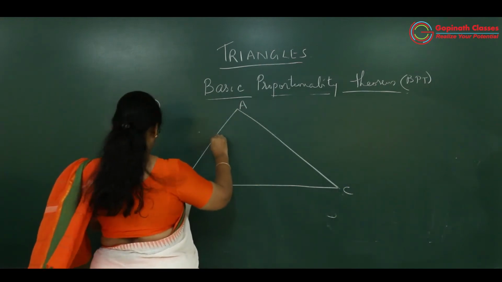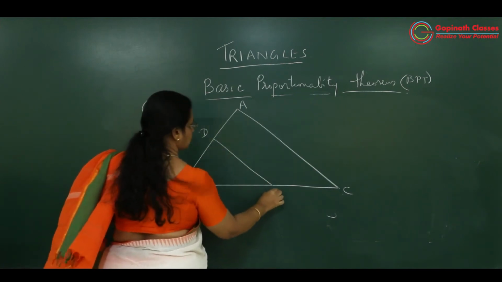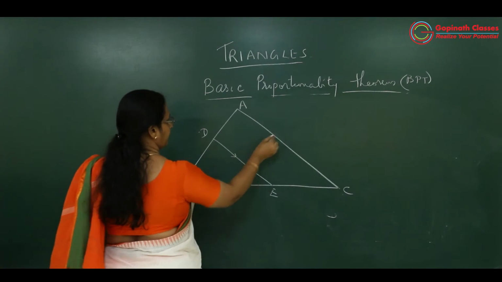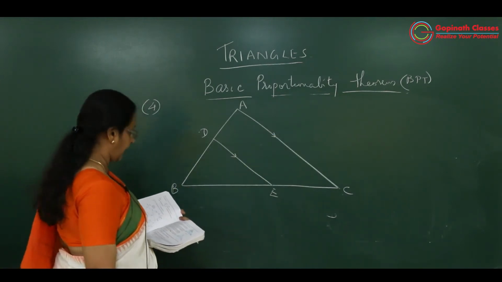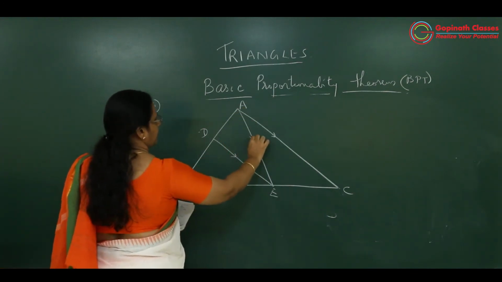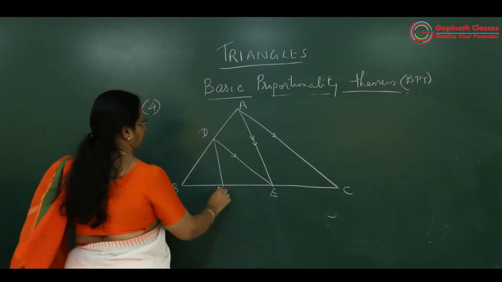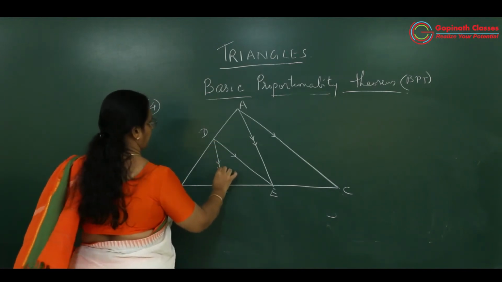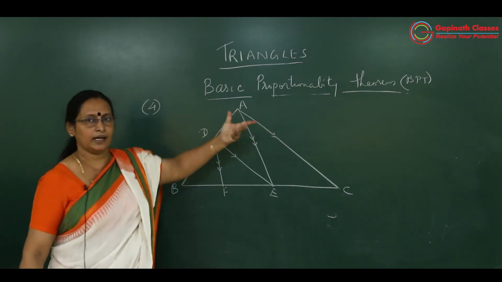AC का parallel है इधर DE. These two are parallel. It's given AC and DE are parallel. Then AE is joined and AE का parallel इधर draw किया है, which is DF. These two are parallel. So whenever parallelism is given in a triangle, we can apply BPT.